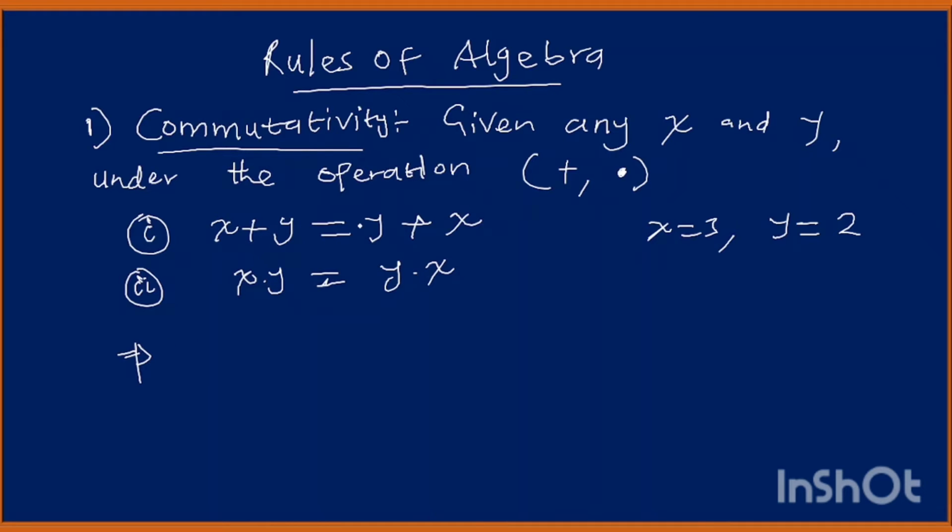Does this hold? 3 plus 2, is it equal to 2 plus 3? Yes. 3 plus 2 is 5, and 2 plus 3 is also 5. So we conclude that addition is commutative.